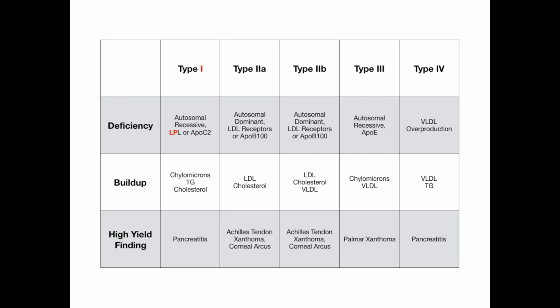Okay, so this is an autosomal recessive familial dyslipidemia, type 1, 1 LP, LP as LPL. The LPL deficiency raises triglycerides and causes pancreatitis.